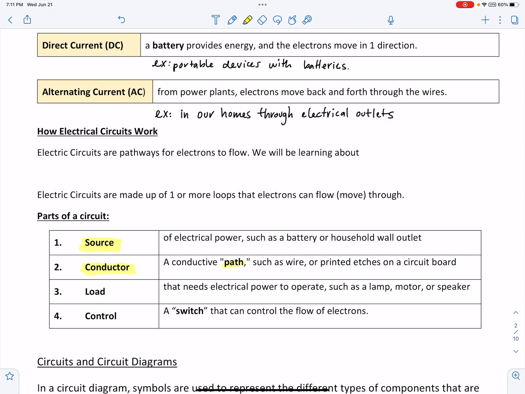Next, we need a load. What is the point of our electric circuit? This is the device that needs electrical power to operate, such as a lamp, a motor, or a speaker. And finally, you need a control, an ability to turn it on or off with a switch.